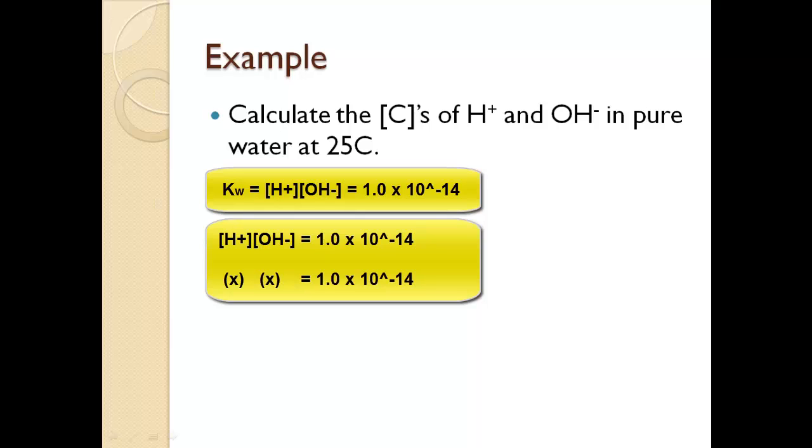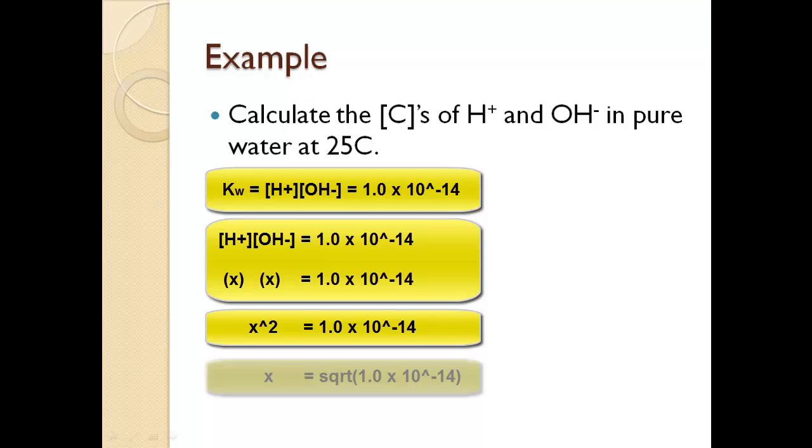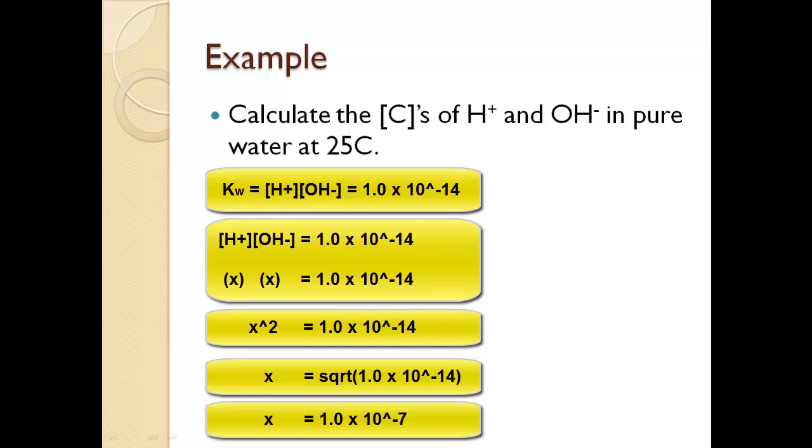From here on down, it becomes a simple math problem. So you have two X's, so that's X squared, equal to 1.0 times 10 to the negative 14th. How do you remove that square from the X? You take the square root of the other side. So X is equal to the square root of 1.0 times 10 to the negative 14th, which ends up being 1.0 times 10 to the negative 7th molar. So the concentration of H plus is 1.0 times 10 to the negative 7th molar, and the concentration of OH minus also is 1.0 times 10 to the negative 7th molar in pure water at 25 degrees Celsius.